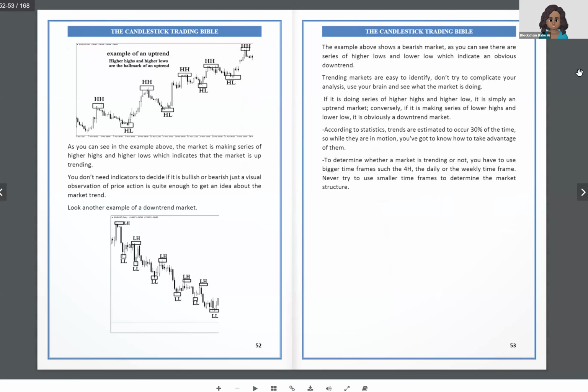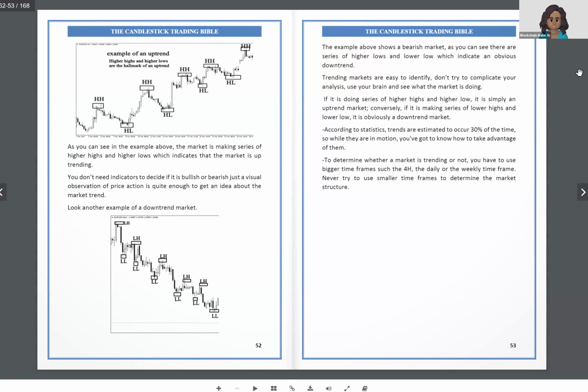All right. As you can see in the example above, the market is making a series of higher highs and higher lows, which indicates that the market is trending up. You don't need indicators to decide if it's bullish or bearish. Just the visual observation of price action is quite enough to get an idea about the market trend. Let's look at another example of a downtrending market. So this is all easy to see once you open up your charts and stuff like that.